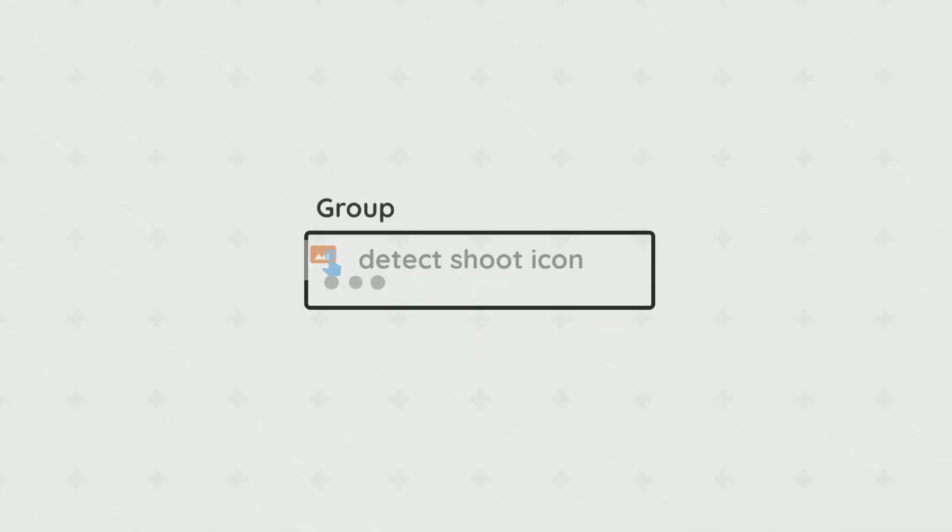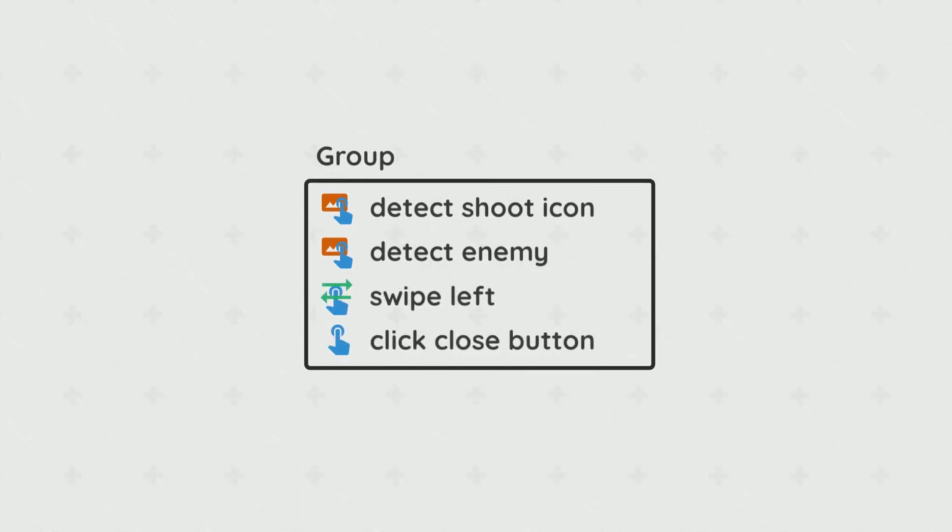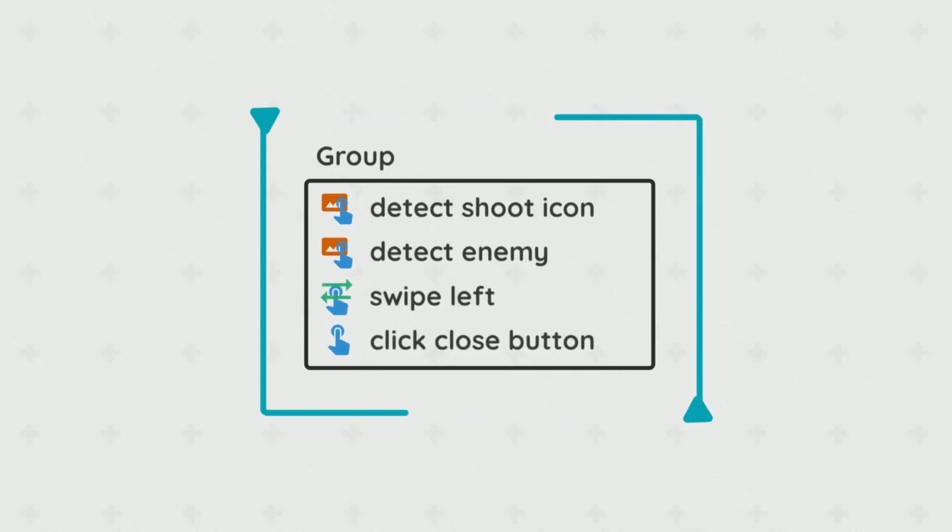So grouping does 2 things for us. It lets us organize a group of actions together. And it lets us loop over the group actions for any number of times, or even infinitely.